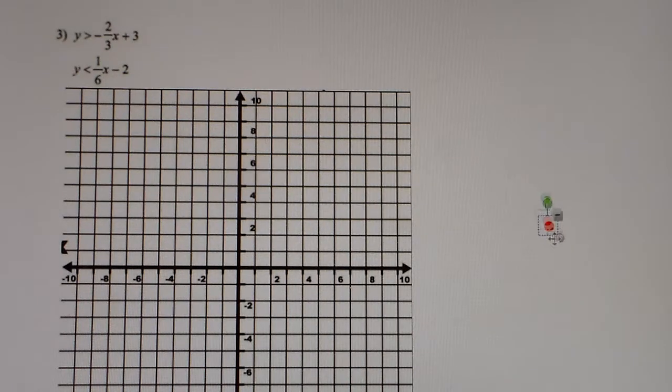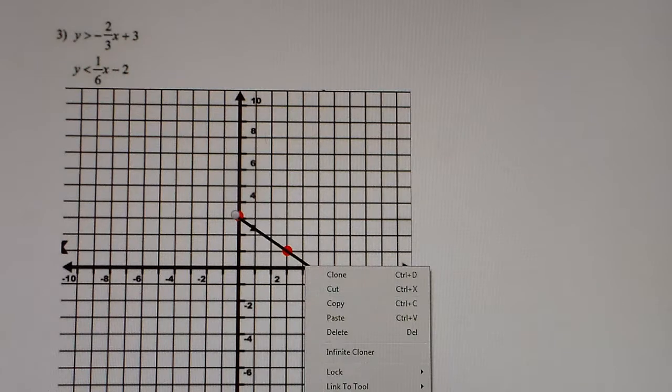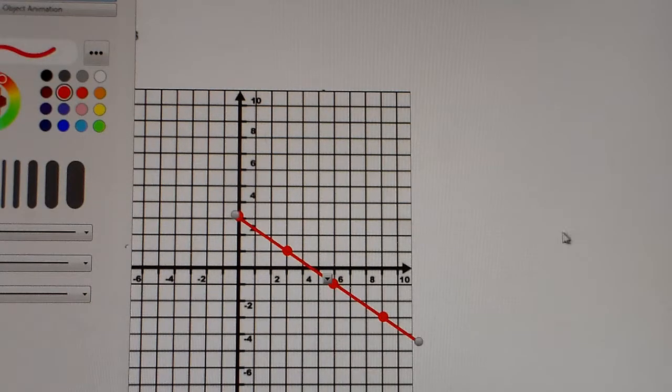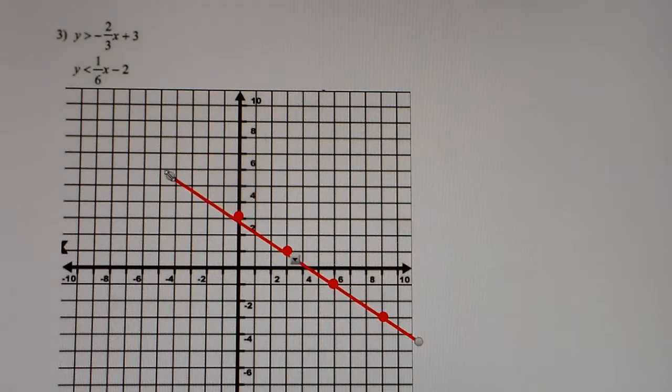We'll graph our equations, or we'll graph our lines. Our top equation is negative 2/3 x plus 3, so positive 3 is our y-intercept. And then our slope is down 2 to the right 3. Down 2 to the right 3. I'll make my line, nice and red. We continue our pattern, down 2 to the left 3, or up 2 to the left 3, and we have our line across.